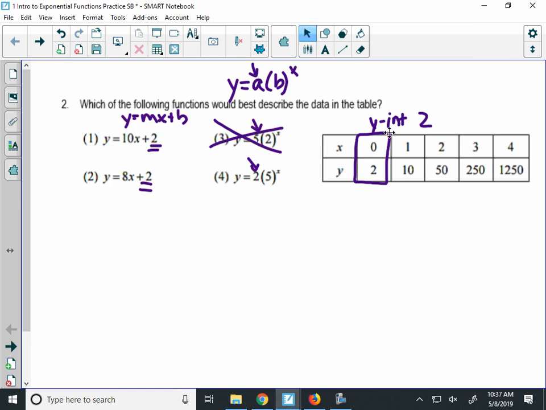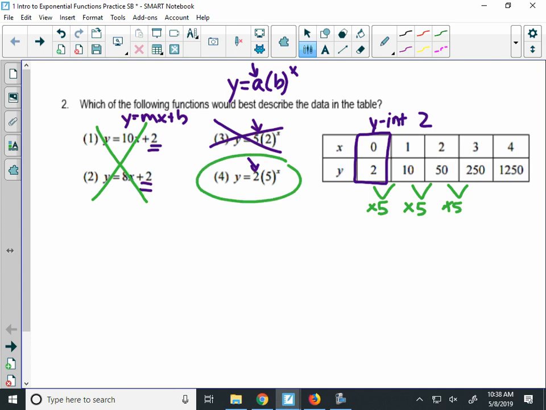Now I want to decide how I'm growing. If I added, I would have 2 plus 8 is 10, but then plus 40 to get to 50 there. So this is not a linear function because I'm not adding the same value every time. So I can cross off 1 and 2. Notice that I am multiplying every time, and it looks like I'm multiplying by 5. 2 times 5 is 10, times 5 is 50, times 5 is 250, which would match number 4.